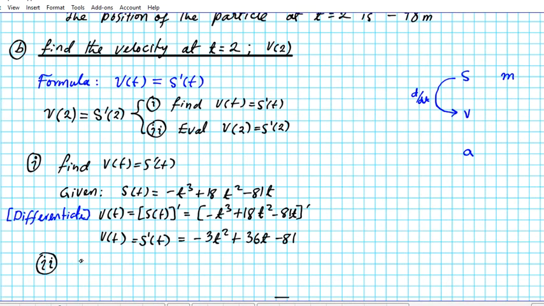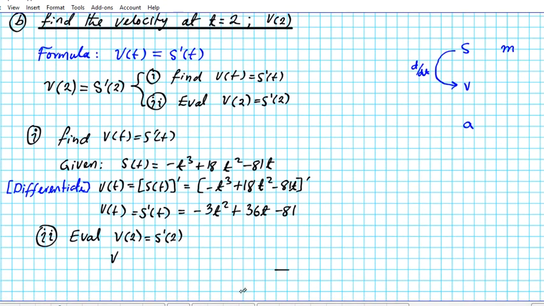Okay? Now the next part is to evaluate the velocity at the specified time. So for part 2, we're going to evaluate v of 2, which is the same thing as s prime of 2. Okay, so v of 2, well, what are we given here? We already found v of t. So v of t is negative 3t squared plus 36t minus 81.